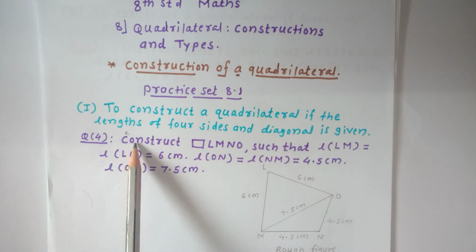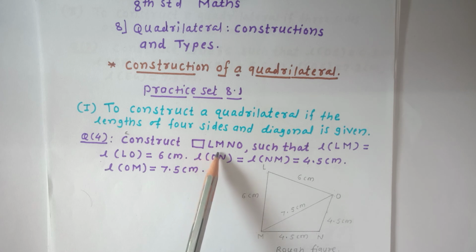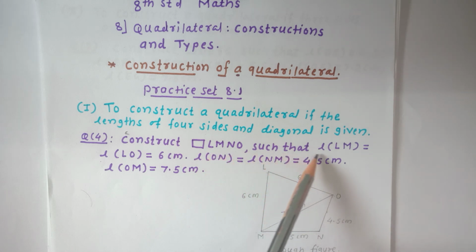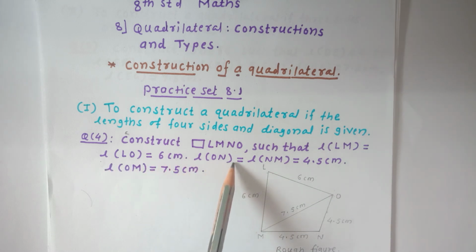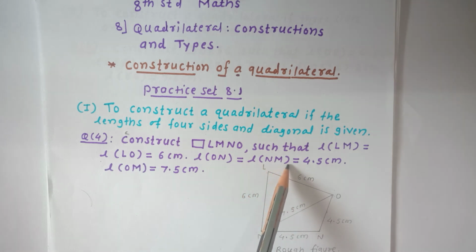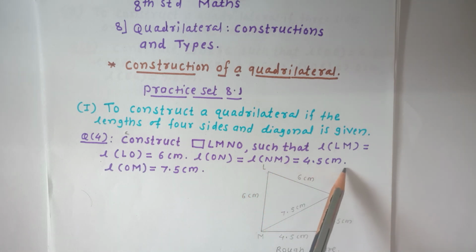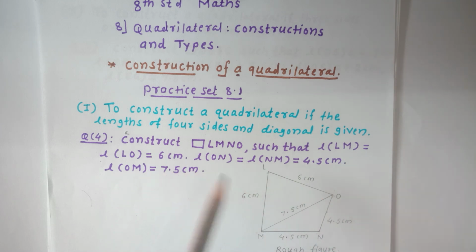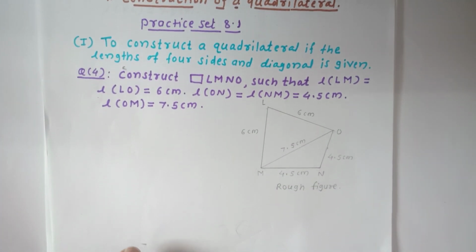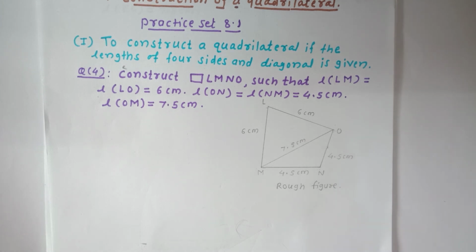Question number 4 is construct quadrilateral LMNO such that length of LM is equal to length of LO is equal to 6 cm, length of ON is equal to length of NM is equal to 4.5 cm and length of OM is equal to 7.5 cm. At first draw the rough figure by using a scale and using the information given in the example.